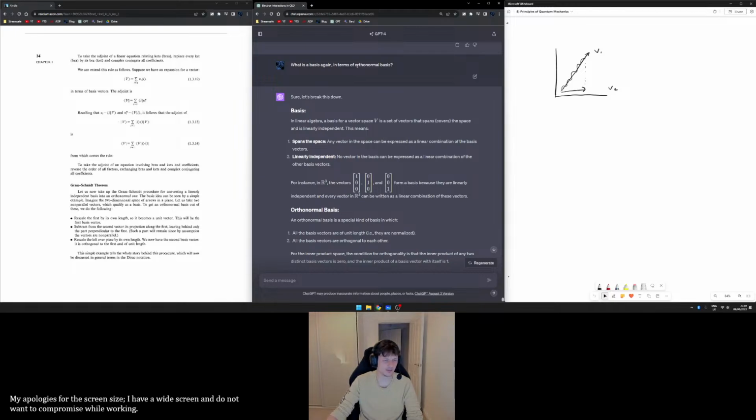Rescale the leftover piece by its own length. We now have the second basis vector. It is orthogonal to the first and of unit length. This part. I do get it. Let's see.